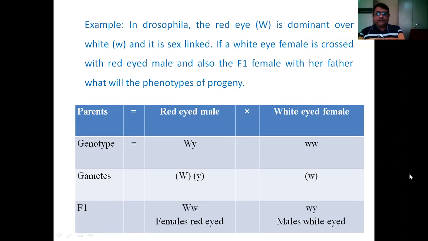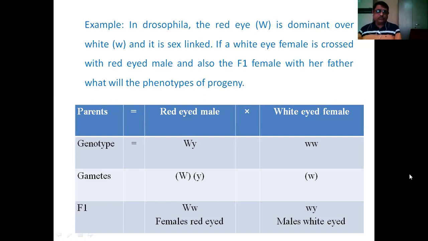The first example is in Drosophila, the red eye, which is denoted by capital W, is dominant over the white eye, which is denoted by small w. If a white-eyed female is crossed with a red-eyed male and also the F1 female with her father, what will be the phenotype of the progeny? Okay. So here also there are 2 parts in this particular example. First we will discuss the first part, that is, if a white-eyed female is crossed with the red-eyed male.